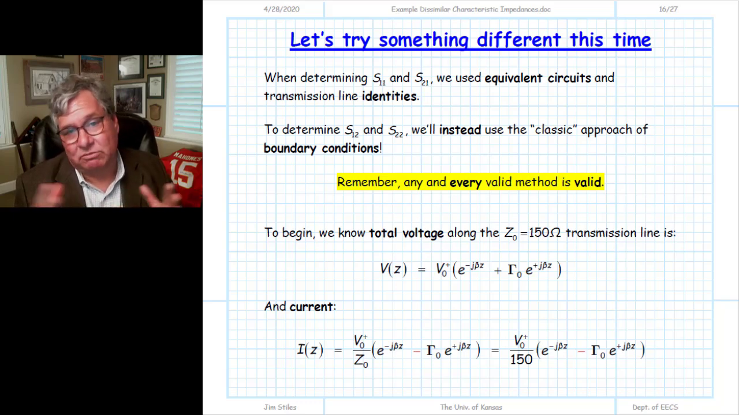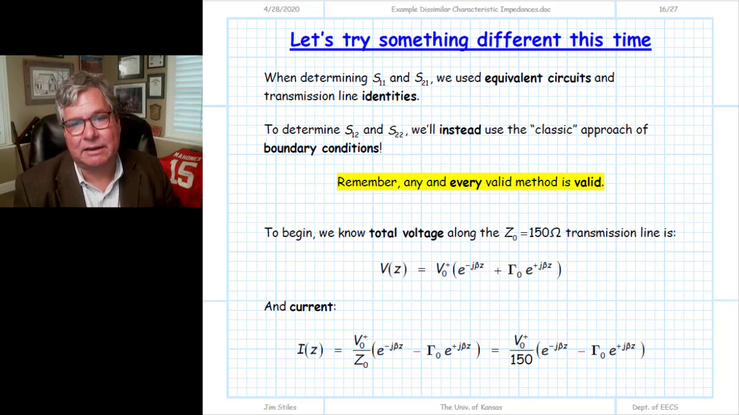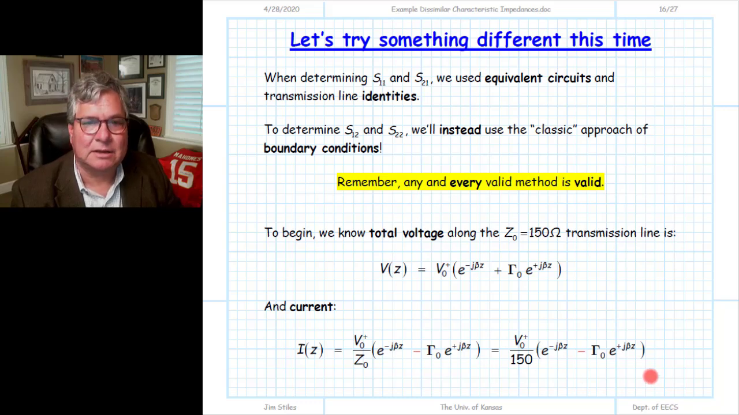In this case, we could do that, but let's do a more traditional way, just to show you, again, any valid method is valid. Let's look at doing it in more classical terms with respect to telegrapher equation solutions and boundary conditions. We know our longer transmission line, our 150 ohm transmission line, has to satisfy this form because it's a transmission line. It has to satisfy telegrapher equations for total voltage, and likewise for the total current.